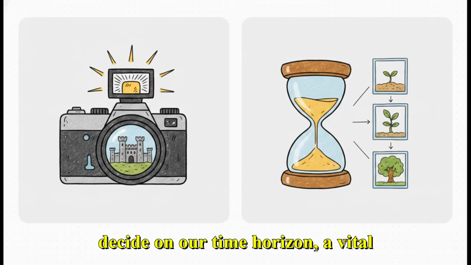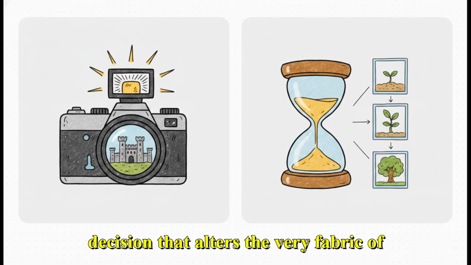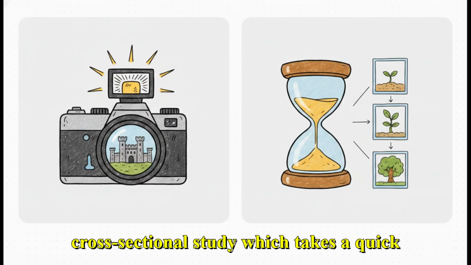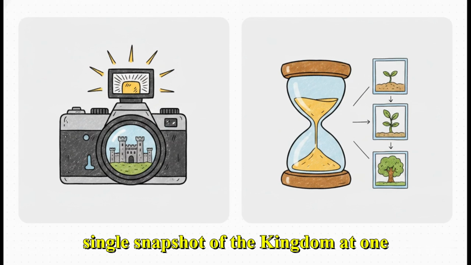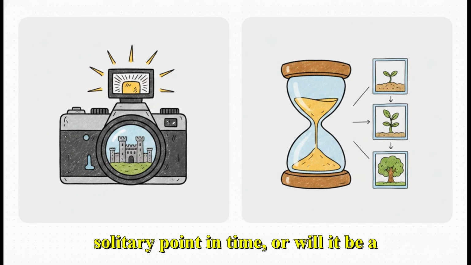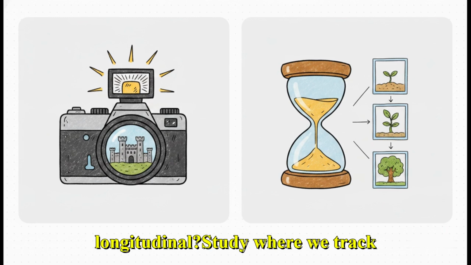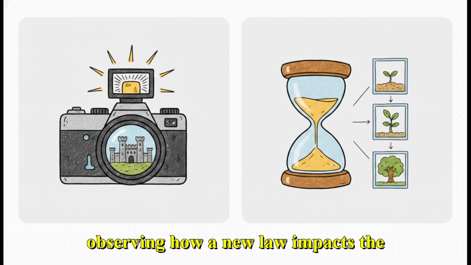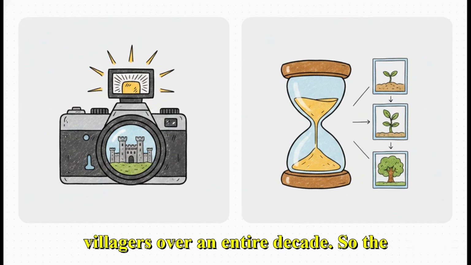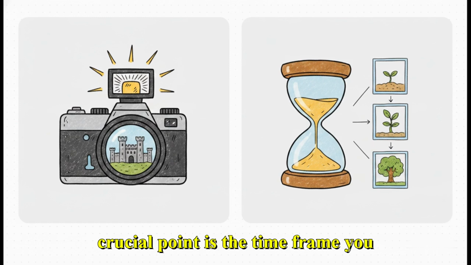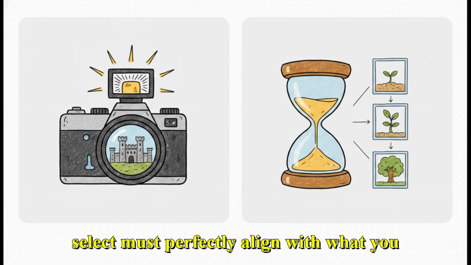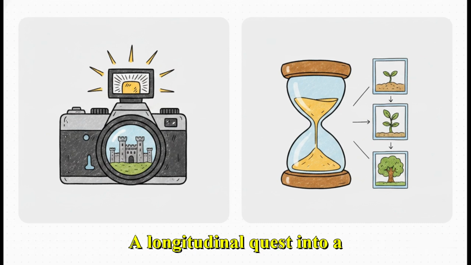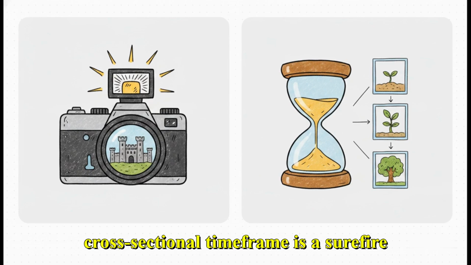Next, we must decide on our time horizon, a vital decision that alters the very fabric of our adventure. Will it be a cross-sectional study, which takes a quick single snapshot of the kingdom at one solitary point in time? Or will it be a longitudinal study, where we track long-term trends and watch the kingdom change over many seasons, perhaps observing how a new law impacts the villagers over an entire decade? So the crucial point is, the time frame you select must perfectly align with what you are actually trying to find out. Rushing a longitudinal quest into a cross-sectional time frame is a surefire way to misinterpret the magic entirely.